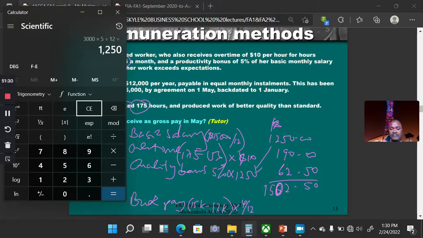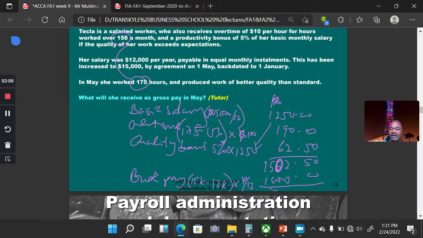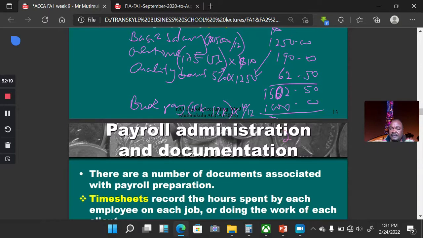So that's 1,000. Okay, so in total, this guy is going to get 2,502.50 in May, but that doesn't mean that every month she is going to get that amount, only in May, because in May there was a back pay. That's the amount we are going to get.